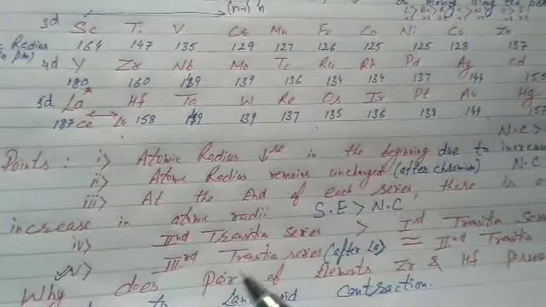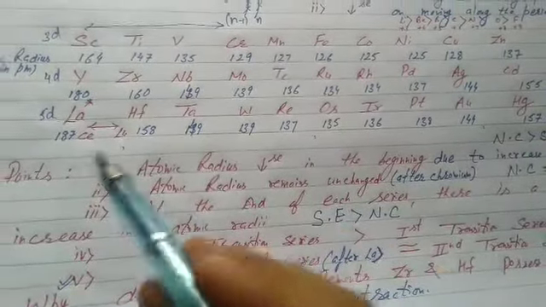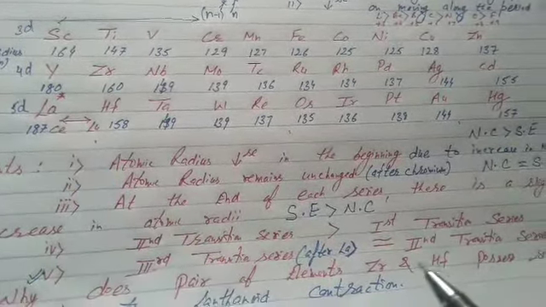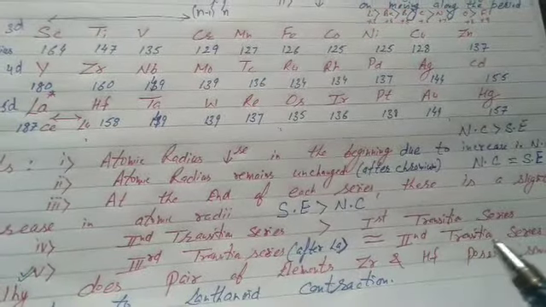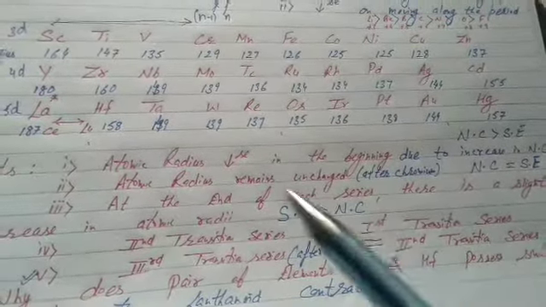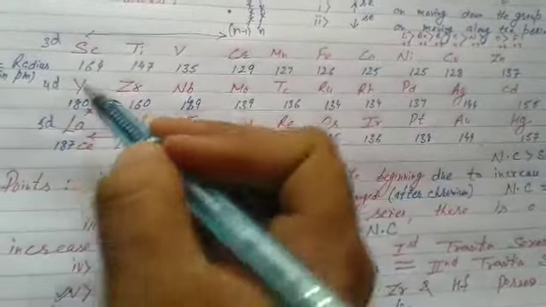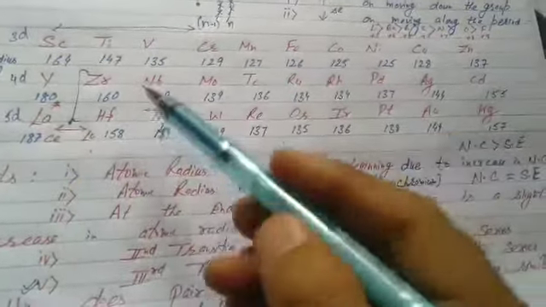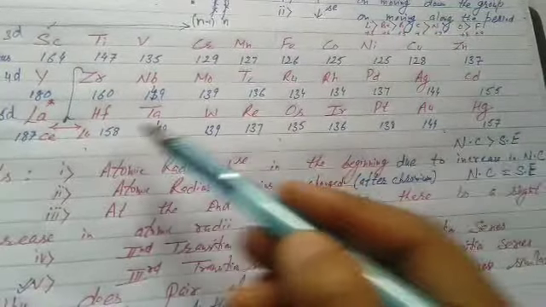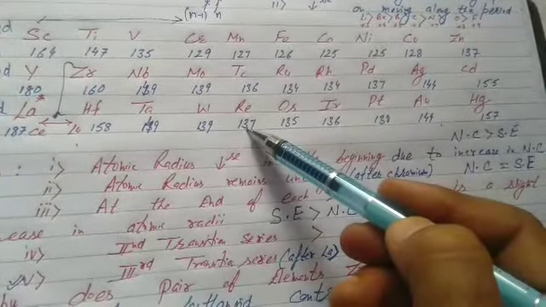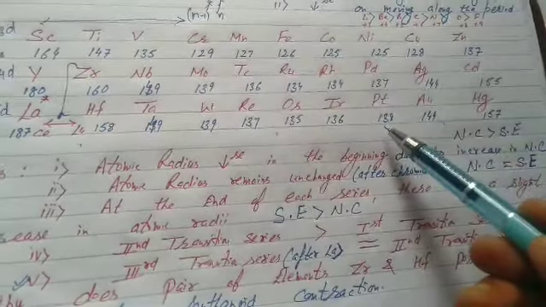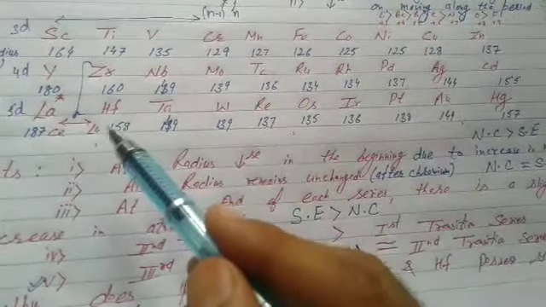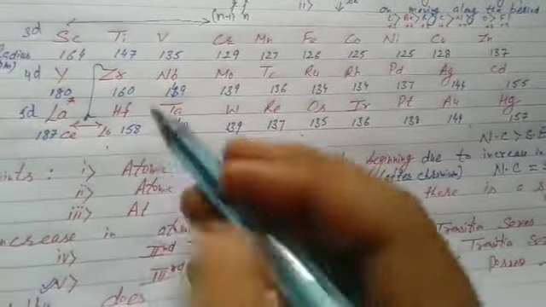But that's the most important last point. The atomic radius of the third transition series after lanthanum is almost the same as that of the second transition series. That is, second and third transition series have almost similar atomic radius after the first member: 160, 158, 136, 137, 137, 138 picometer. It is almost the same. And students, it is due to a specific phenomenon called lanthanide contraction.